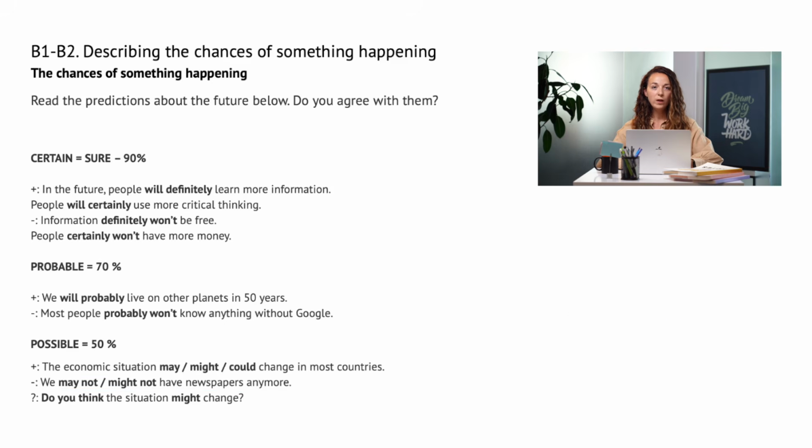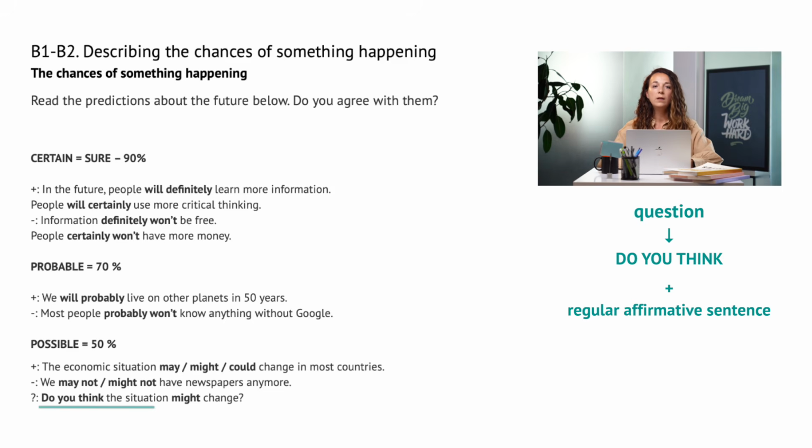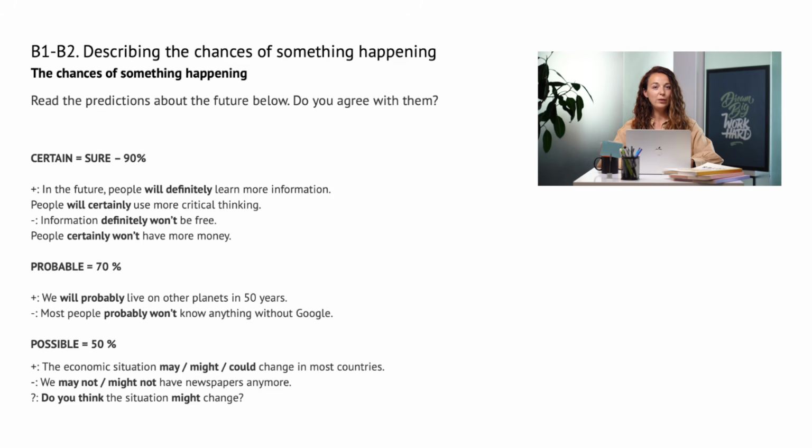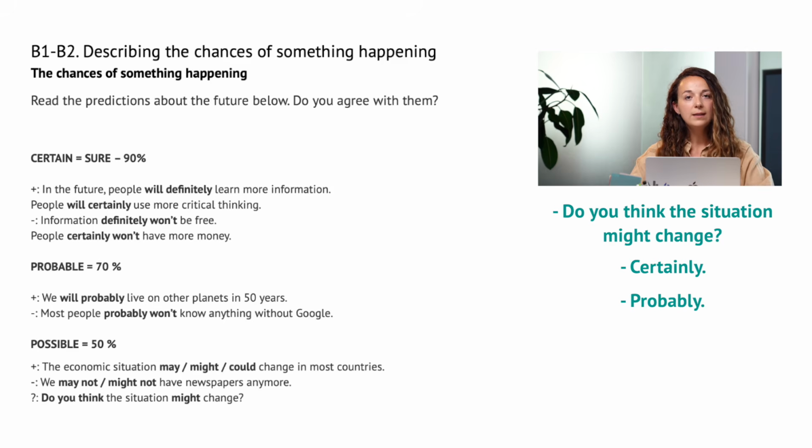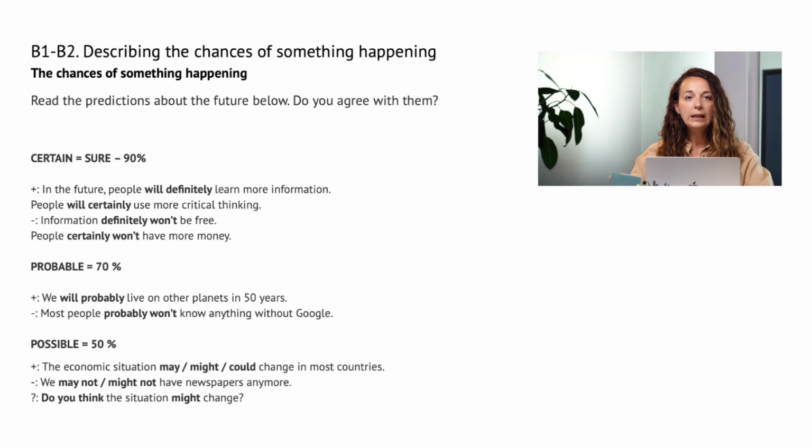If you need to ask a question, start with do you think and then continue with a regular affirmative sentence. Do you think the situation might change? What would you say if I asked you to answer this question? I could do it by using just one word. For example, do you think the situation might change? Certainly, or probably.